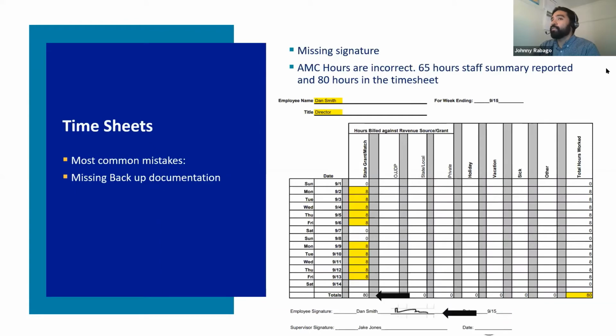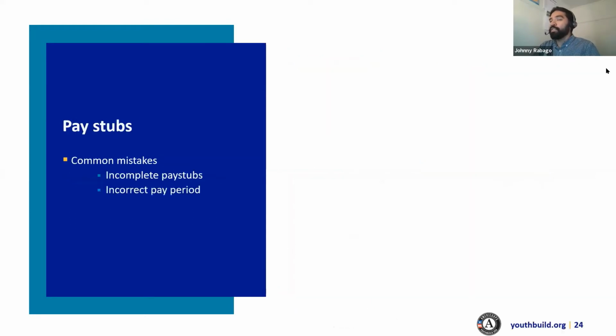So that's about it for timesheets. We'll be going over how these timesheets feed into the staff summary in just a bit. Before we do that, let's go for pay stubs. Anyone find anything with the pay stubs in the chat box? Can anyone type in any mistakes? Any incomplete pay stubs? Incorrect pay period?